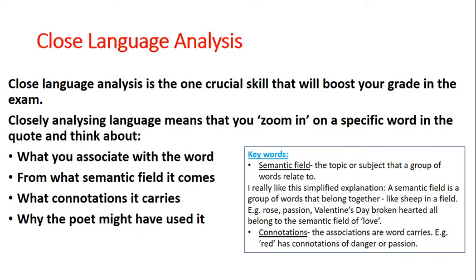Okay? Just in case you've forgotten all these key terms, because we've been off quite a while, have a look in the box on the right hand side. A semantic field is the topic or a subject that a group of words relate to. And there's this really quite nice simplified explanation which says a semantic field is a group of words that belong together, a bit like sheep in a herd in a field. So for example, rose, passion, Valentine's Day, broken-hearted, they all belong to the semantic field of love. And connotations is just associations that a word carries. For example, red has connotations of danger or passion.